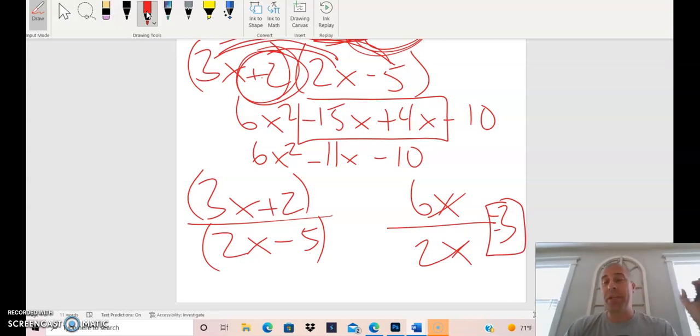So the big thing that we want to make sure we are doing here is understanding your different rules in different situations: multiplication versus division, addition versus subtraction. All right, that's it.